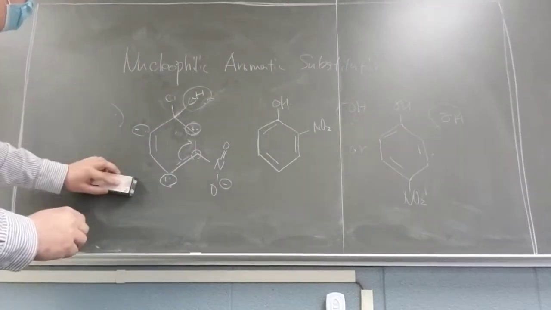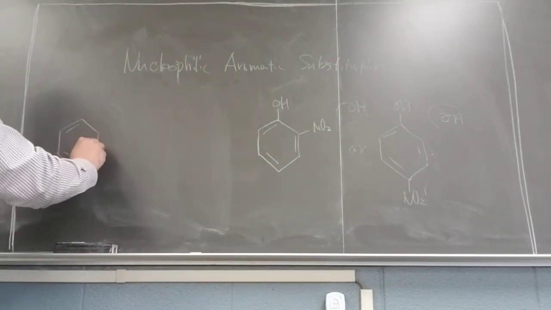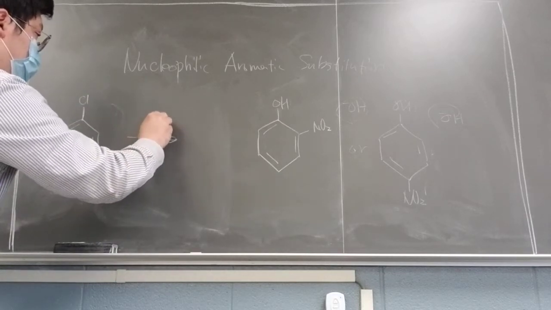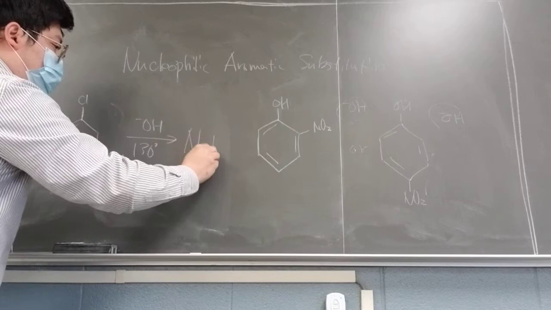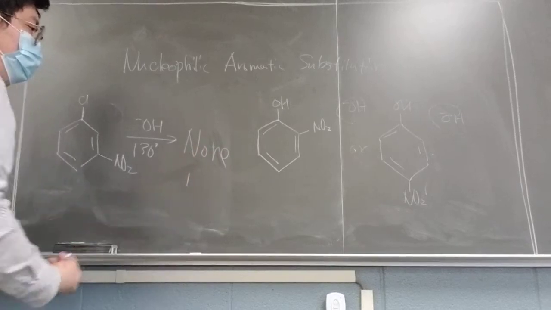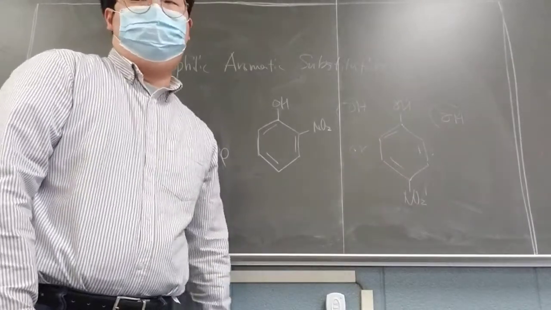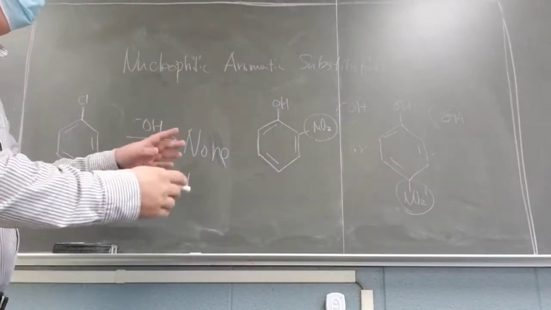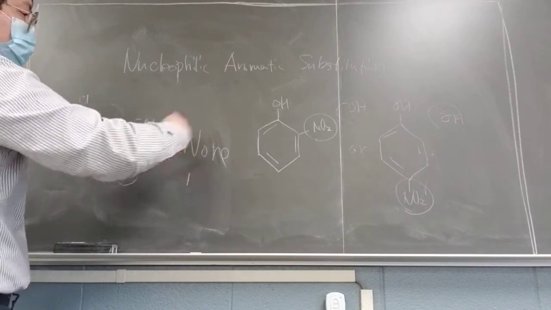But maybe on the exam, I give you this one, your answer should be no, nothing. But these two will replace your halogen group with the hydroxy group. So if you have electron withdrawing groups on the ortho and para position, that's the product. But with the meta position here, nothing happens.